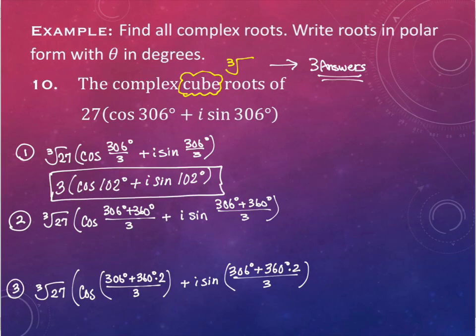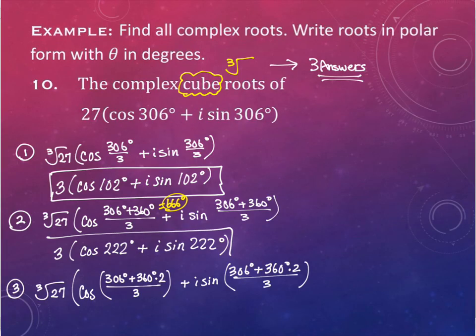Second one still starts out 3. Now, what is 306 plus 360? 666. We should change this problem. Oh my goodness. We're about to divide it by 3. Let's do that real quick. What is the division of 666 divided by 3? 222. Okay, everybody good? And then the second part will be the same. I sine of 222. So that's answer number 2.